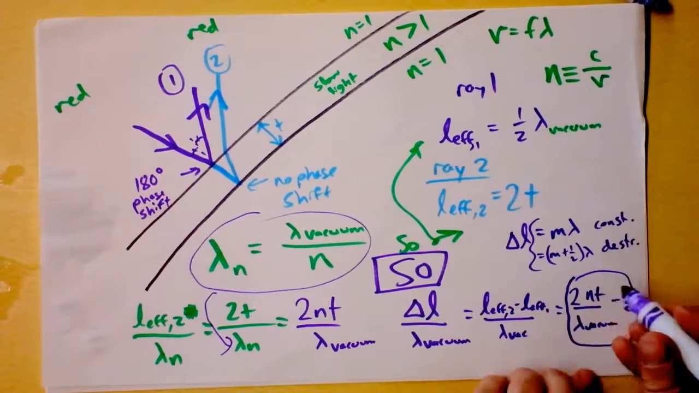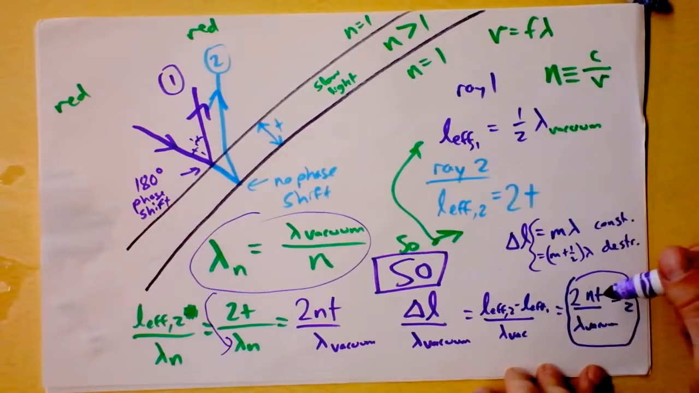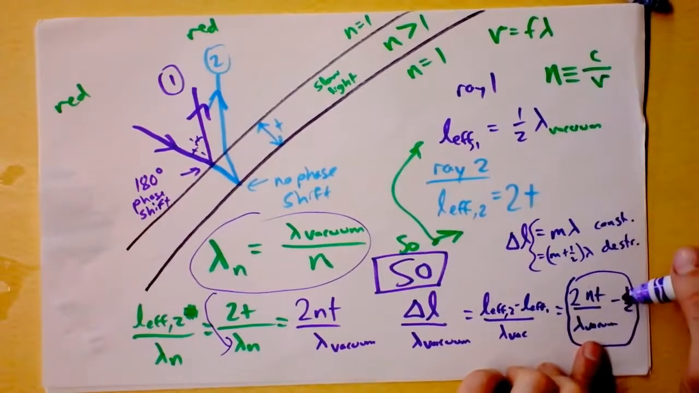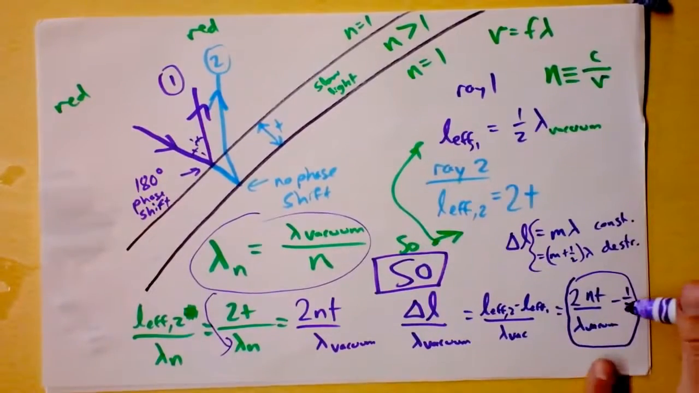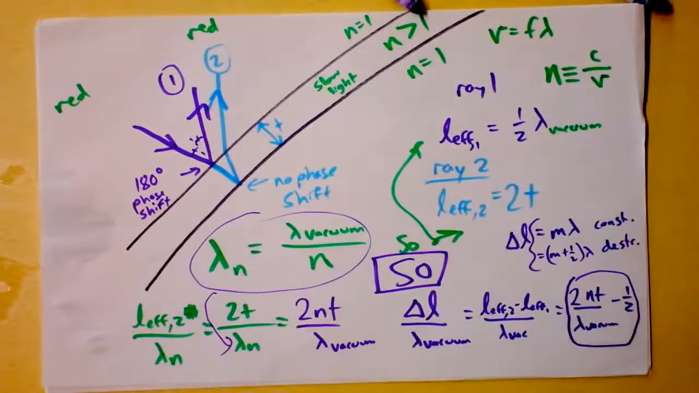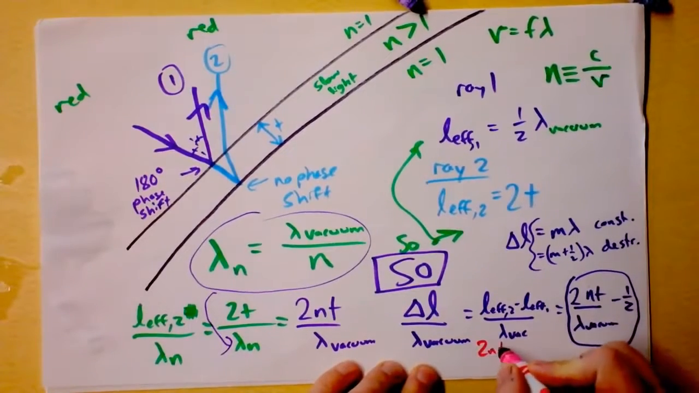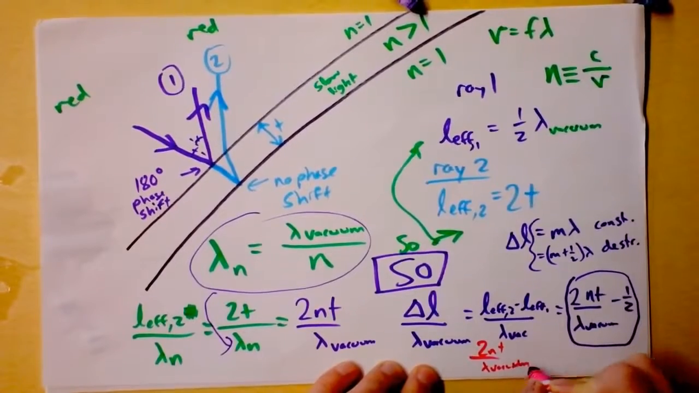And so if we've got two... oh my gosh, look at that really complicated equation. My point is, if this equation is an integer, then we've got constructive interference. If it's a half integer, then we've got destructive interference. Let's simplify that a little bit. Look, if I say 2nt over lambda in a vacuum, now that's a little bit simpler.